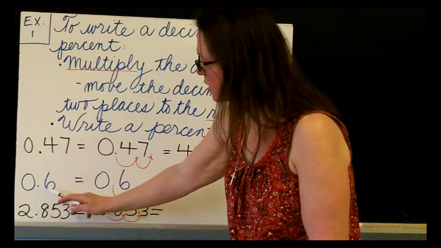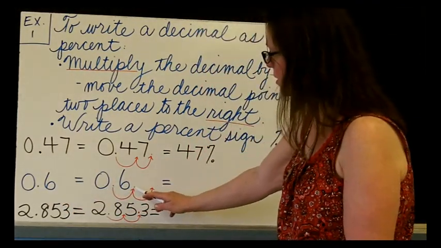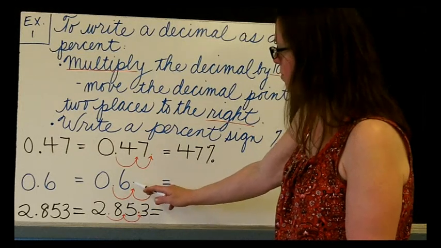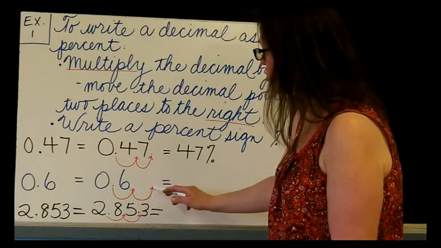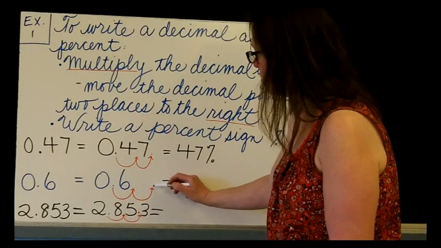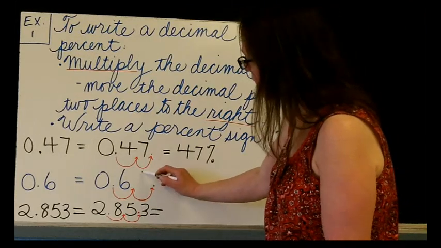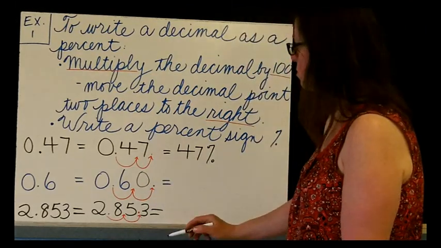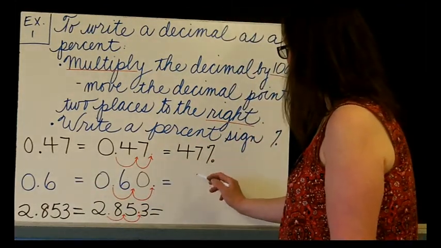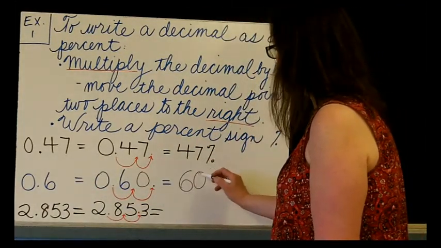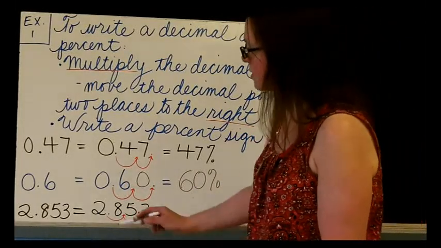Let's take a look at a decimal here. We have 0.6. So I'm going to rewrite it here, 0.6, and multiplying it by 100 again means moving the decimal point 1, 2 places here. But what happens is when you have a place with no number in it, you fill it with a 0. So 0.6, which is 6 tenths, after you multiply it by 100 is 60 hundredths, which is 60%.